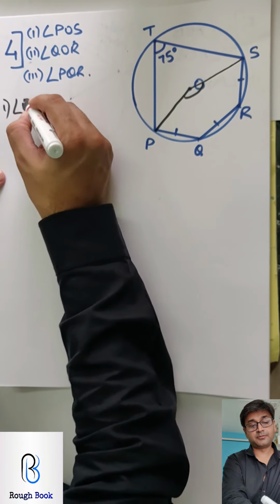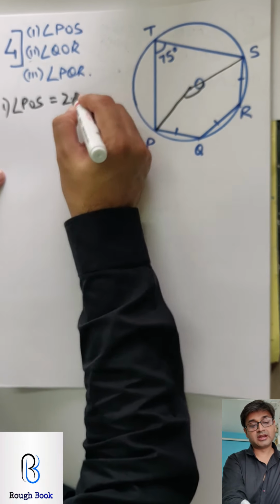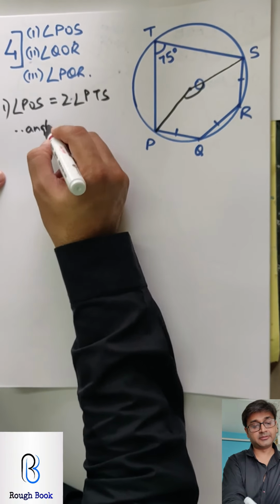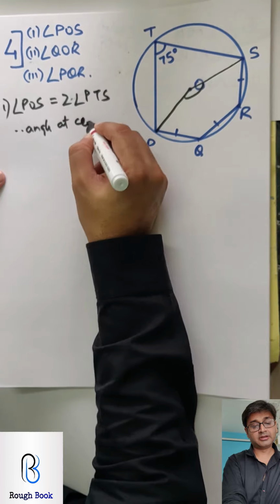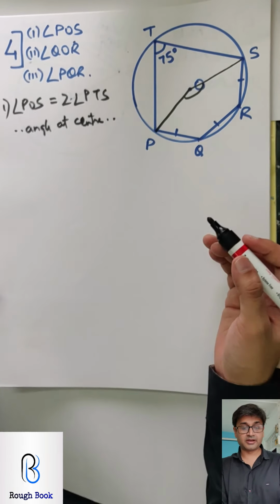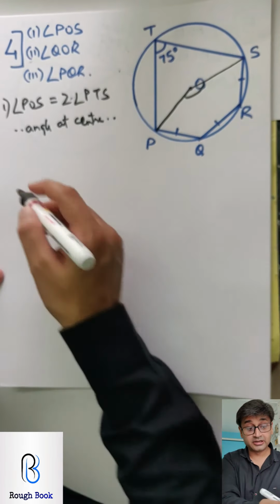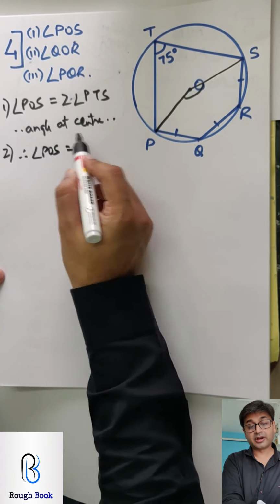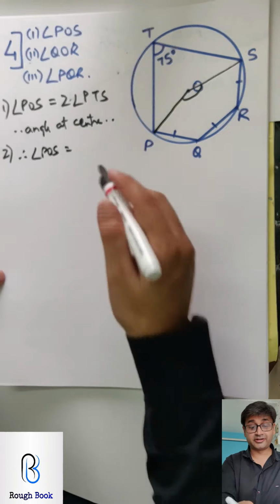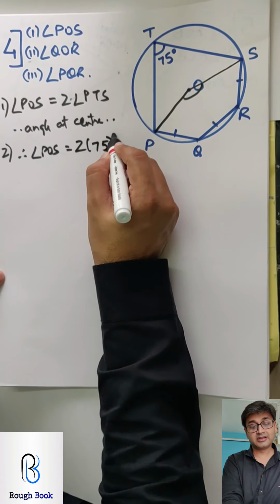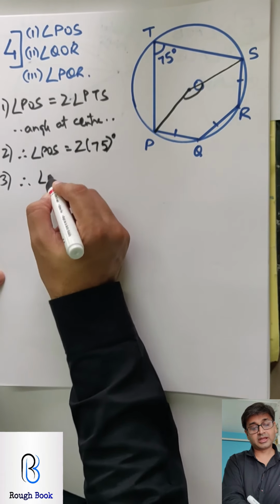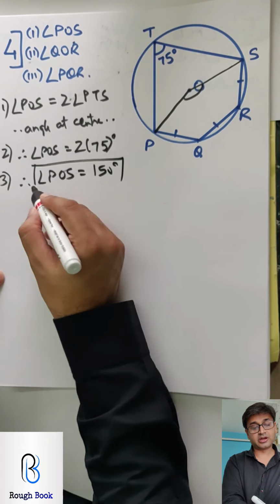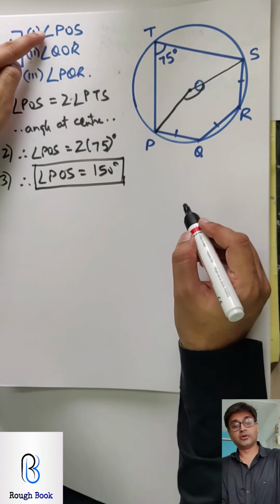So first one, angle POS is double of angle PTS. Angle at the center is double the angle on the circumference subtended by the same arc. I hope by now you have already learned this, yeah? So therefore, POS, don't write this way in the exam, you're supposed to write it in full, otherwise you'll lose marks, is double of 75, and therefore POS is 150.